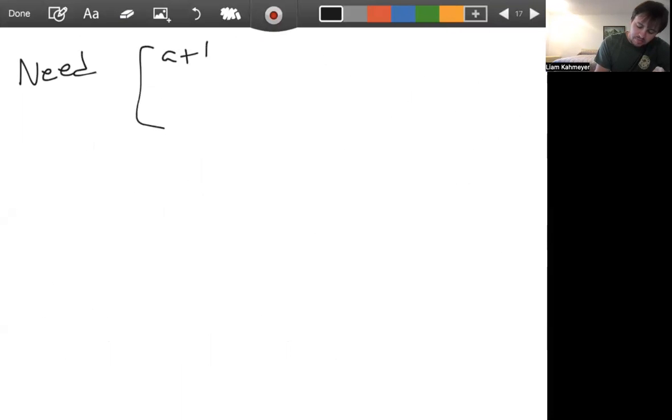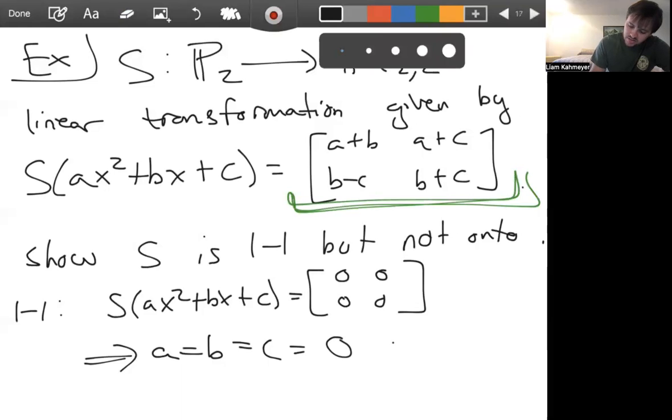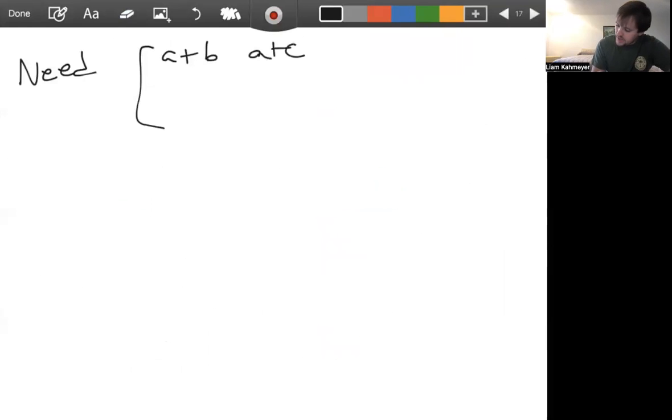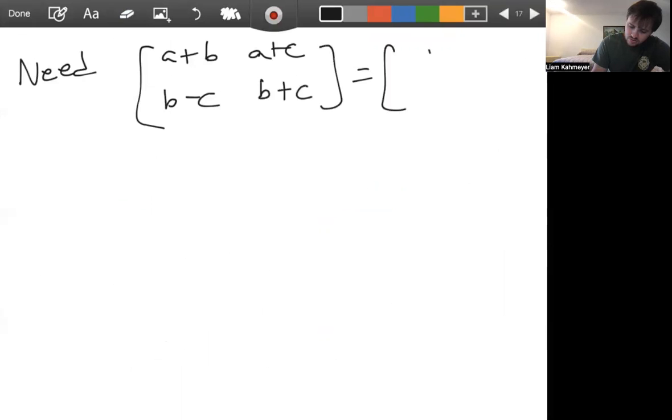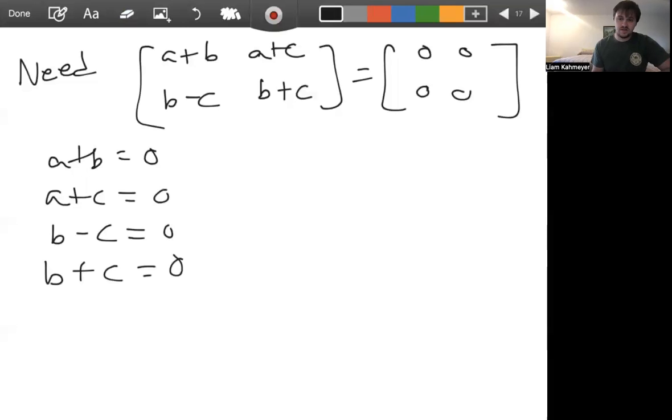So we need that a plus b, a plus c, b minus c, and b plus c, arranged in the matrix, is equal to 0, 0, 0, 0. This sets up a system of equations. We have a plus b is equal to 0, a plus c is equal to 0, b minus c is equal to 0, and b plus c is equal to 0.